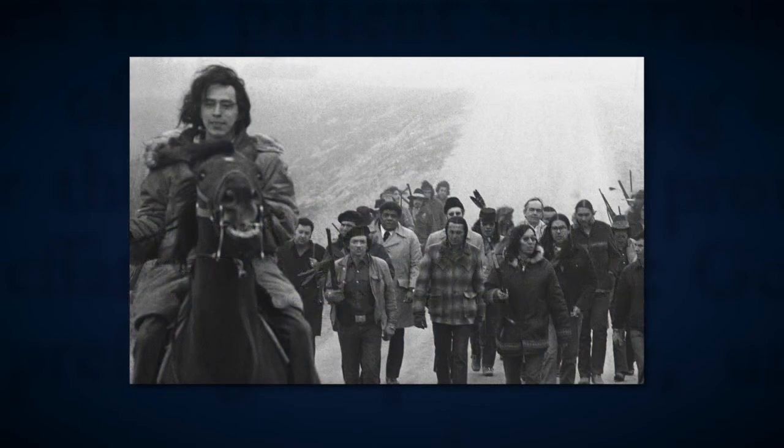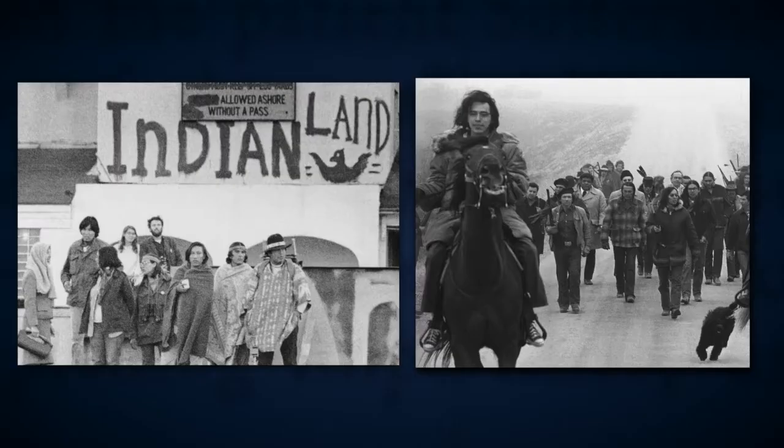inspired by the civil rights movement, many Native Americans began to fight back in new ways. Broadly called the Red Power movement, Native Americans resisted by founding various activist organizations like the National Congress of American Indians, the American Indian Movement, and the American Indian Youth Council. They participated in protests and civil disobedience across the country.